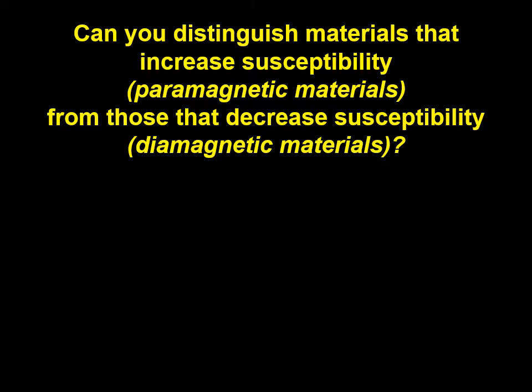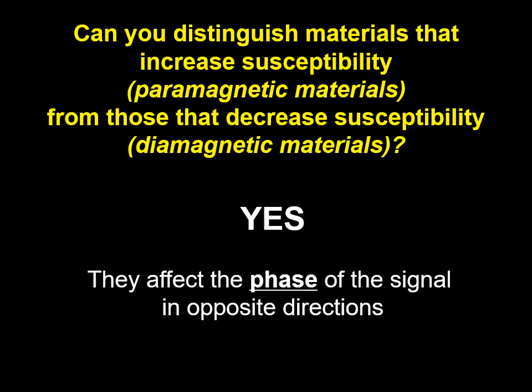Can you distinguish materials that increase susceptibility, that is, paramagnetic materials, from those that decrease susceptibility, the diamagnetic materials? The answer is yes, because paramagnetic materials and diamagnetic materials affect the phase of the signal in opposite directions.